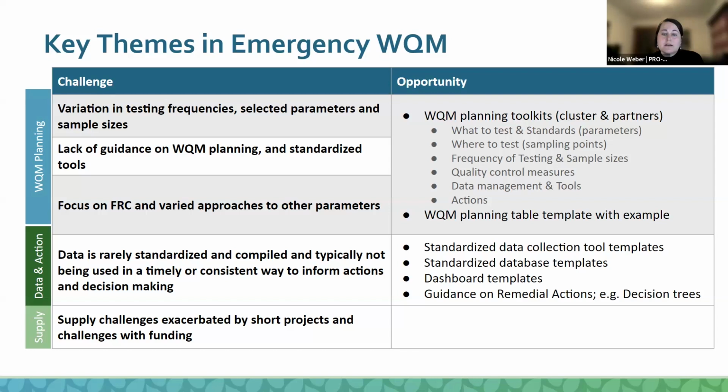So there are some opportunities that we have identified so far based on these different challenges. One might be a water quality monitoring planning toolkit with clusters and partners, looking at things that would answer many of the questions that were posed ahead of this meeting and during this meeting around what to test, where to test, frequency of testing, quality control measures, data management and tools and actions. Another opportunity that we're looking at is potentially creating water quality monitoring planning table template with examples. To support on data and action, we're considering standardized data collection tool templates, database templates, dashboard templates, as well as guidance on remedial actions and decision trees.